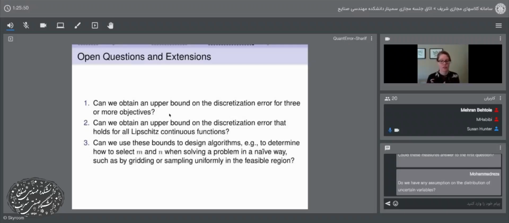Can we obtain an upper bound on the discretization error that holds for all Lipschitz continuous objective functions? And then how can we use these bounds to design algorithms, to determine how to select m and n when we're solving a problem in a naive way? I feel like when we're stepping into new problems, trying to solve ever harder problems, we should try solving it the naive way first and get theory for that naive way. That will form the basis of less naive methods. And many people might just like to solve it the naive way. They have lots of computing power, so they're going to do it that way, but they still want to be efficient. They don't want to be inefficient just for fun.